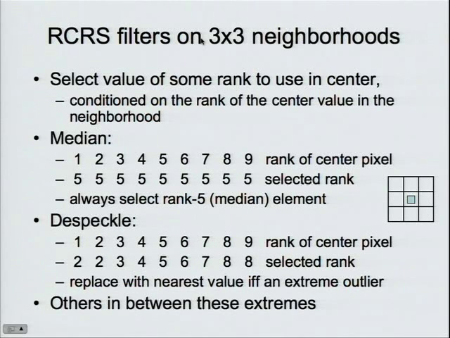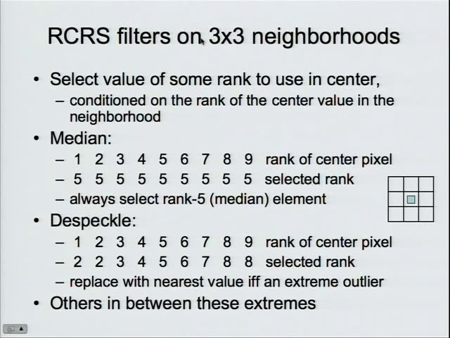Here's the example I said I was going to show you on the rank conditioned rank selection filters. So the idea is you take some neighborhood, most typically just a 3x3 neighborhood, and you sort the 9 pixel values in that neighborhood. You rank them. And then you look at what rank the center pixel is. Then depending on what rank it is, you select some other rank out of your sorted list as the value for that pixel. A median filter isn't always characterized this way, but it's one extreme version of this. You sort all the pixels, and then no matter what the rank of the one in the center is, you replace it with the one of rank 5. So you always replace each pixel by the median of its neighborhood.